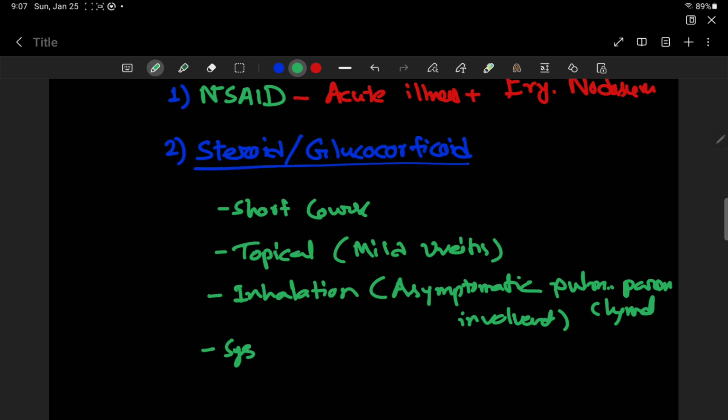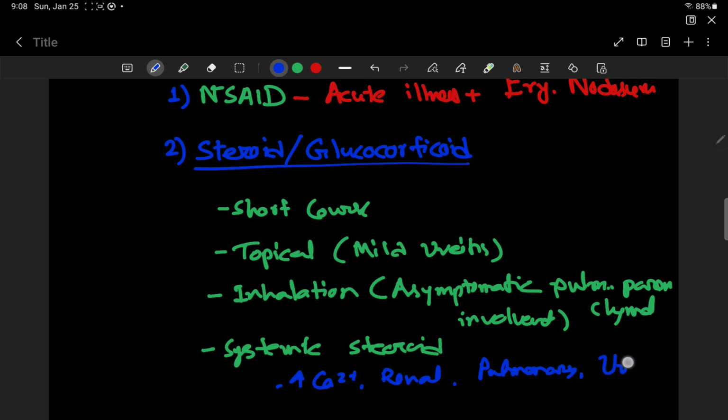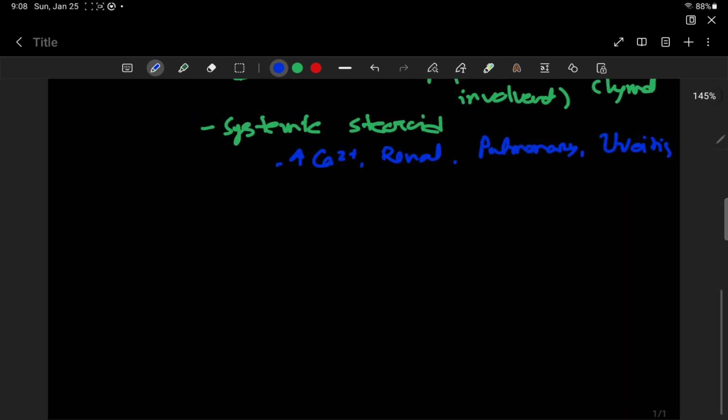But you may have to give systemic steroid or glucocorticoid for the long term in some conditions, like if there is hypercalcemia, which means renal involvement, pulmonary involvement, or eye involvement, uveitis. You must give steroid long term in such conditions.